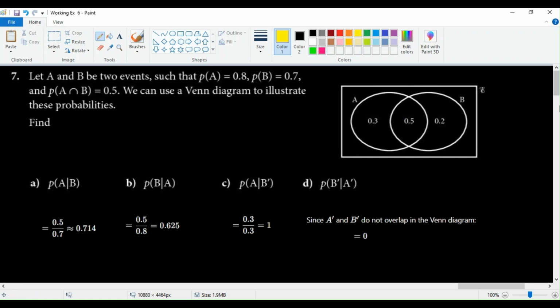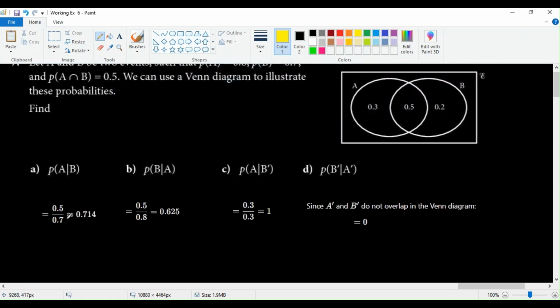Here they are asking you to find A given B. That means it's going to be 0.5 and 0.7, and these two are going to be the calculation. 0.5 divided by 0.7 is 0.714 as the answer for the first part of the question. Now, the second part says B given A, that means 0.5 and 0.8, which gives us 0.8 when added together. So 0.5 divided by 0.8 is going to give you 0.625.